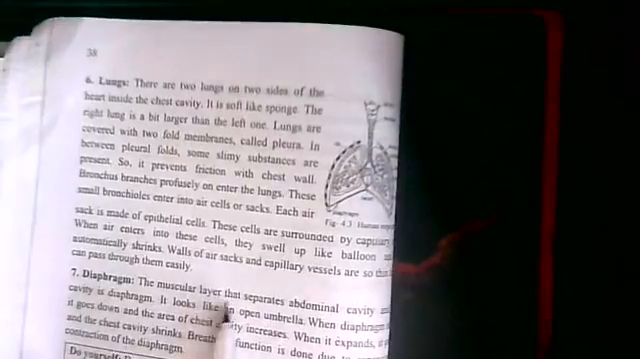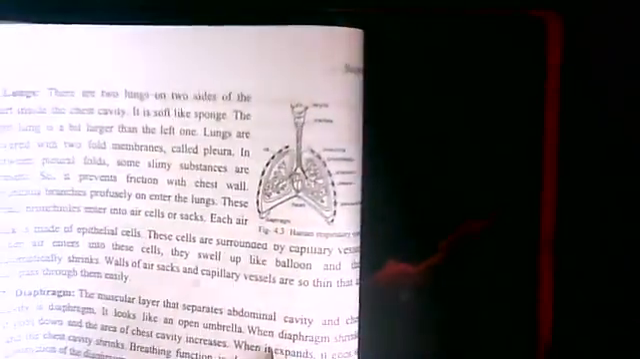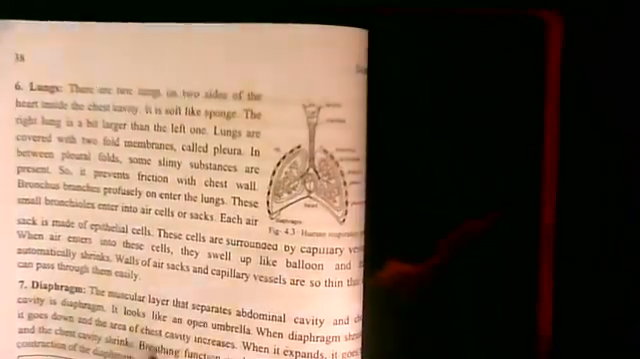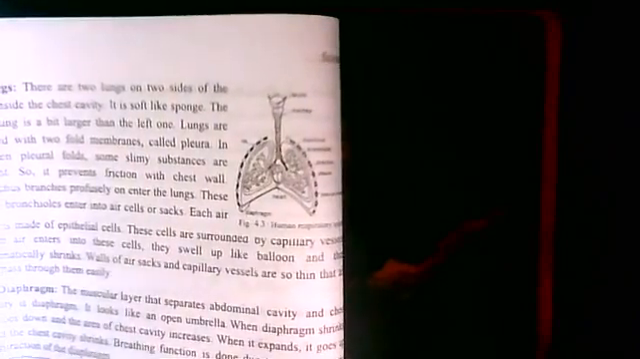Diaphragm. The muscular layer that separates abdominal cavity and chest cavity is diaphragm. It looks like an open umbrella. When diaphragm shrinks, it goes down and the area of chest cavity increases. When it expands, it goes up and the chest cavity shrinks. Breathing function is done due to expansion and contraction of diaphragm.